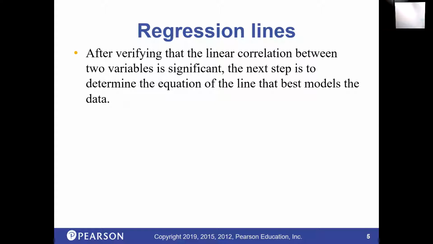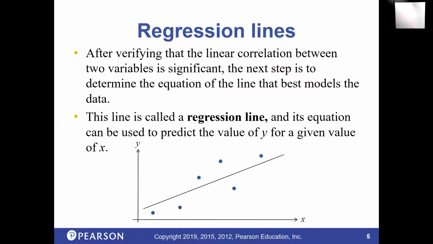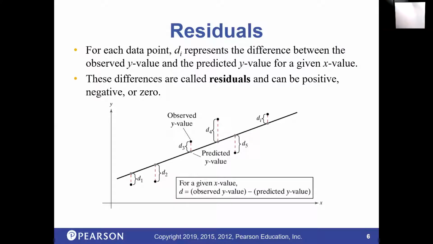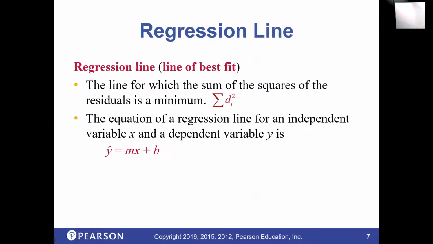So what we'll do is confirm that we have linear correlation, and then we can construct the regression line in order to make predictions. In this diagram, these blue dots are data points that we have. The line is what we call the regression line or best fit line. We're going to come up with the equation of this line and we'll use it to make predictions. Residuals is not something you'll need to worry about for this class. The calculator is going to do all of this for us.